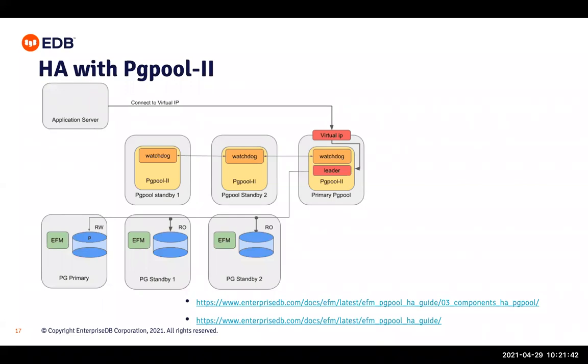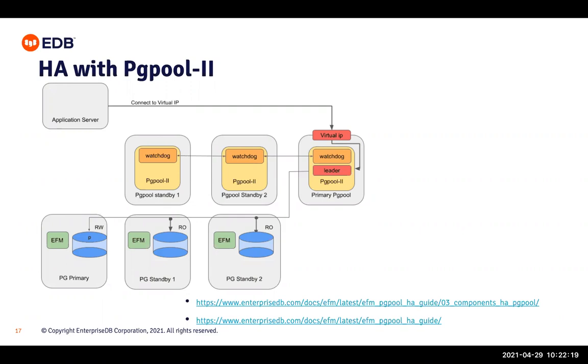So if the Watchdog process finds out that my primary PG pool node has gone down, then one of the Watchdog processes running on the standby nodes will take over and make that PG pool node the primary node. And in turn, it will also move the virtual IP. You will have to use a failover command to move the virtual IP, but that option is there. So you can move the virtual IP to the new primary node so that your application is always connected to the PG pool primary node.